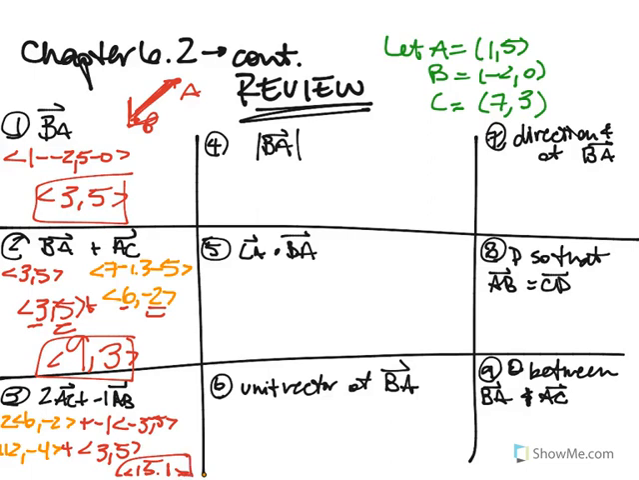All right, now number 4 is talking about the magnitude. When we have these absolute values, we're doing the magnitude. Again, we already have BA. Let's work smarter, not harder.